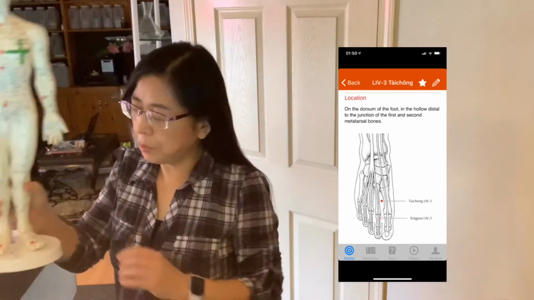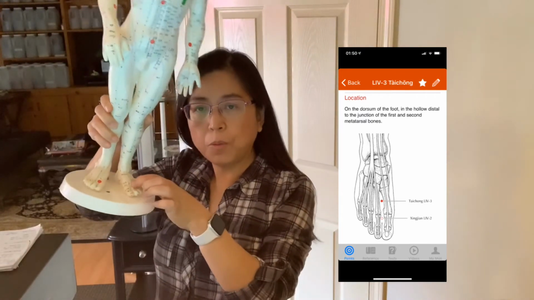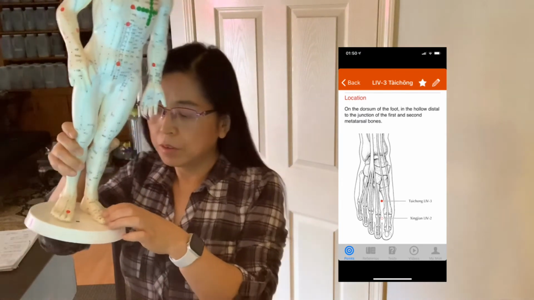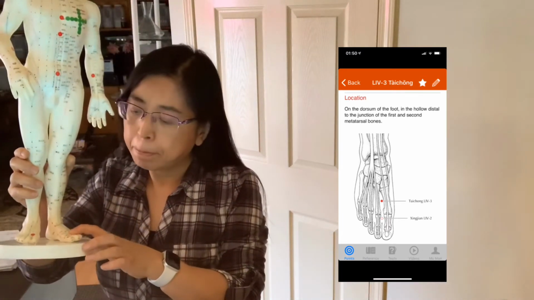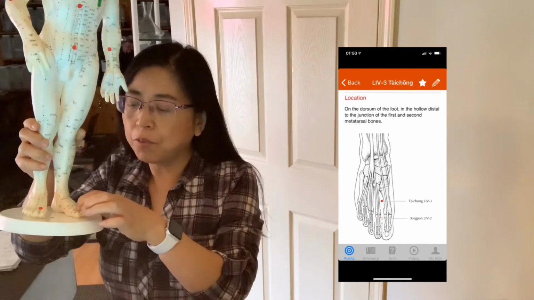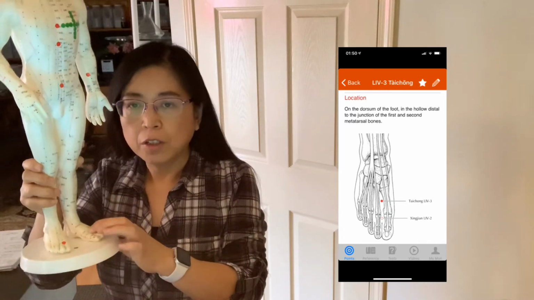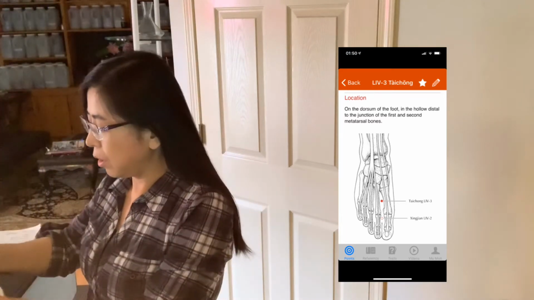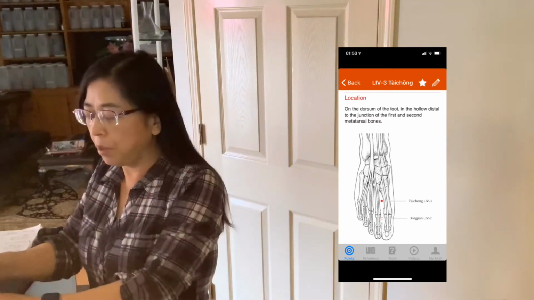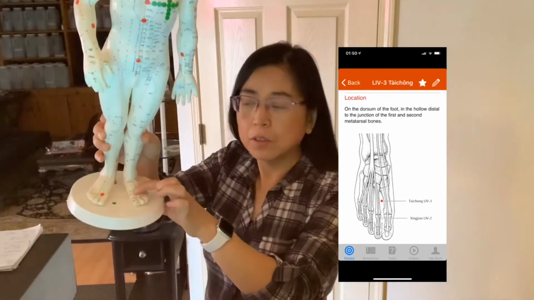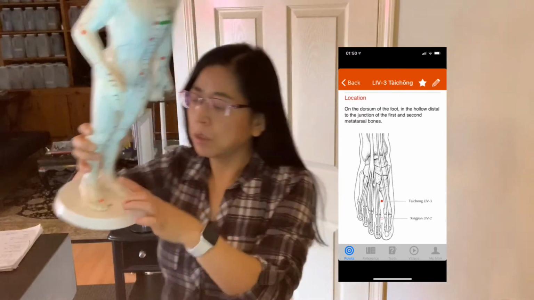Liver 3 is between the first and the second toe. It starts at the end of the web. You go up, and then your finger will fall into a depression or hollow, and it's very tender right here or here, one on each side. Okay.